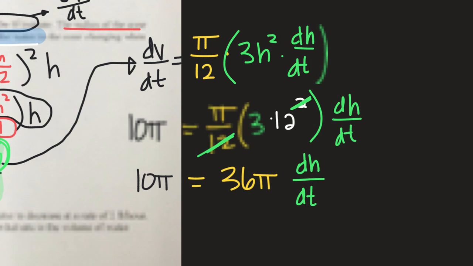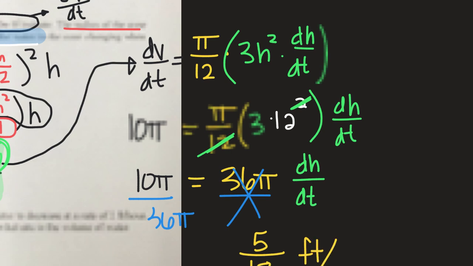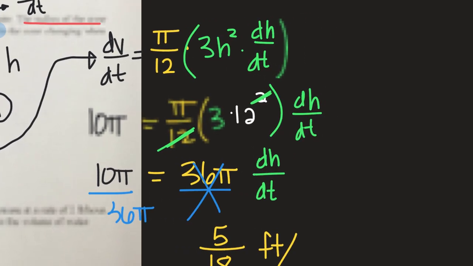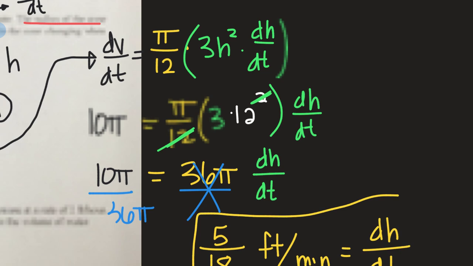So my last step is to divide by 36 pi. And 10 pi over 36 pi reduces to 5 over 18. And my units are feet per minute. Height is a linear unit, so not square units, not cube units, but rather feet per minute. 5 over 18.